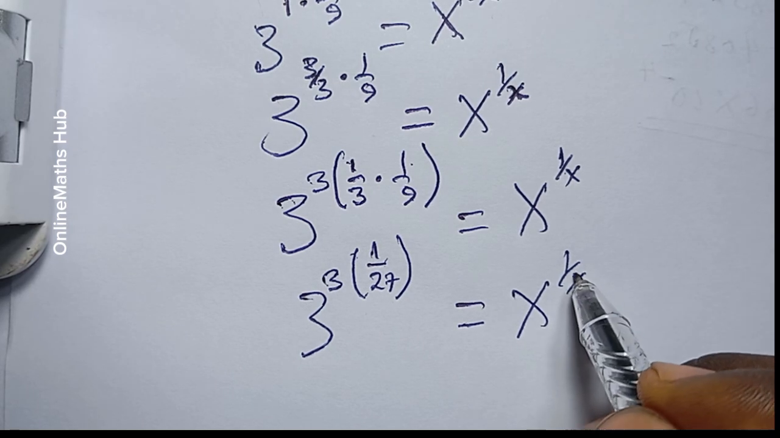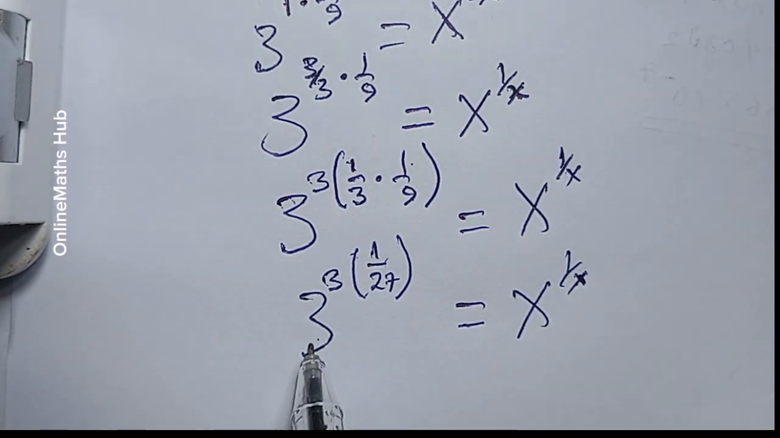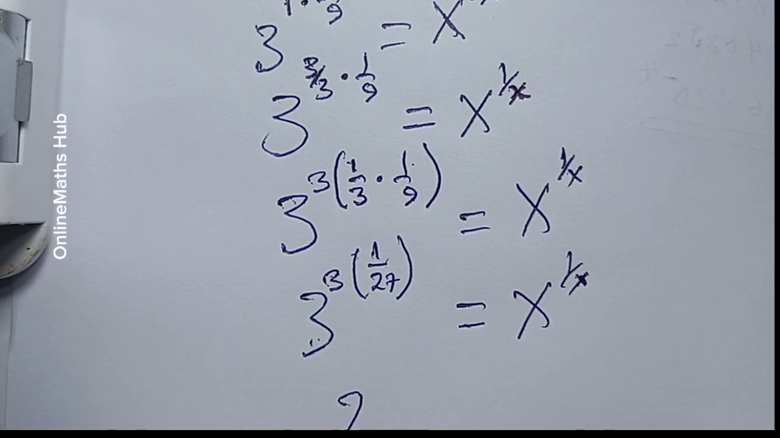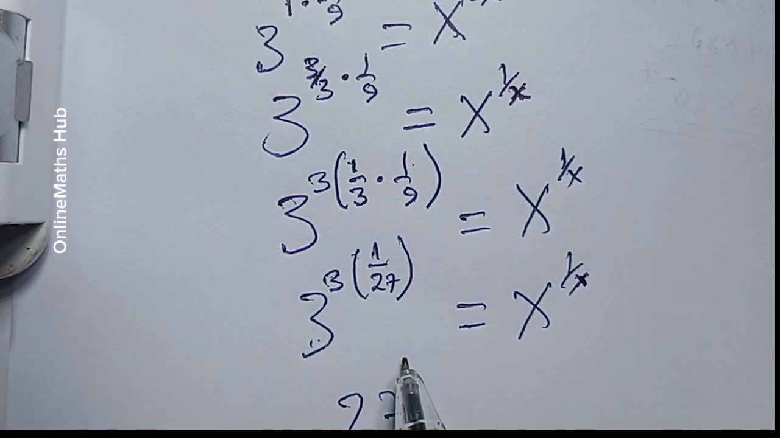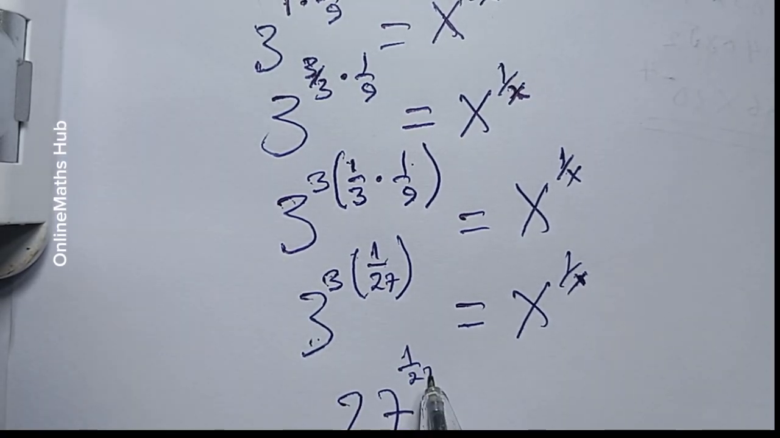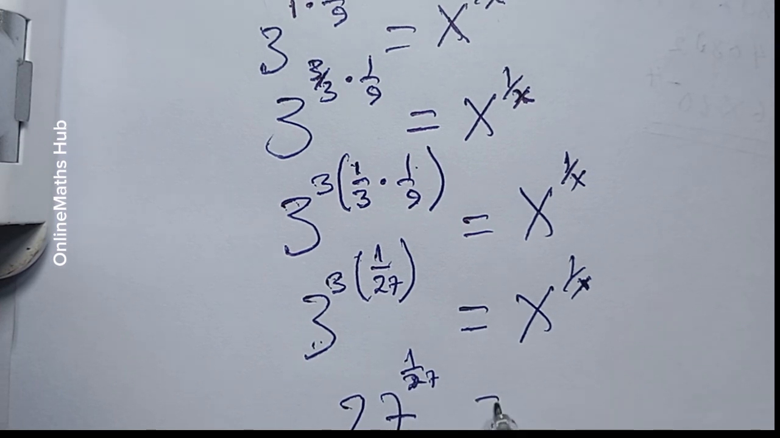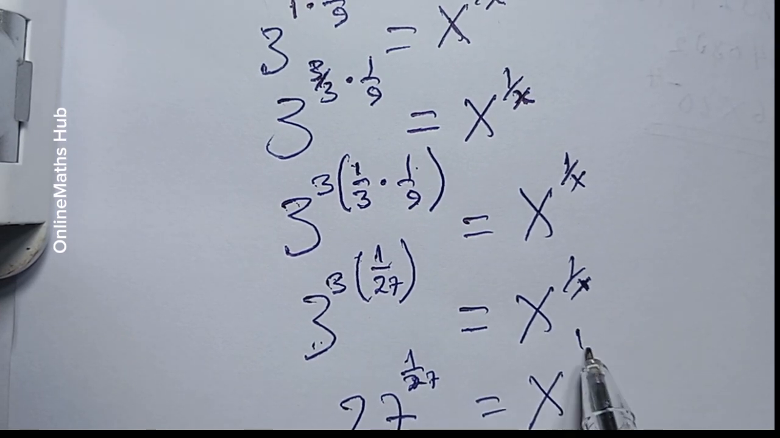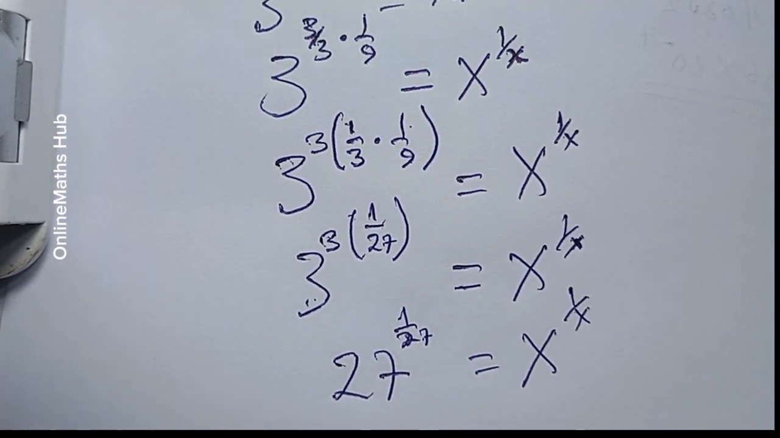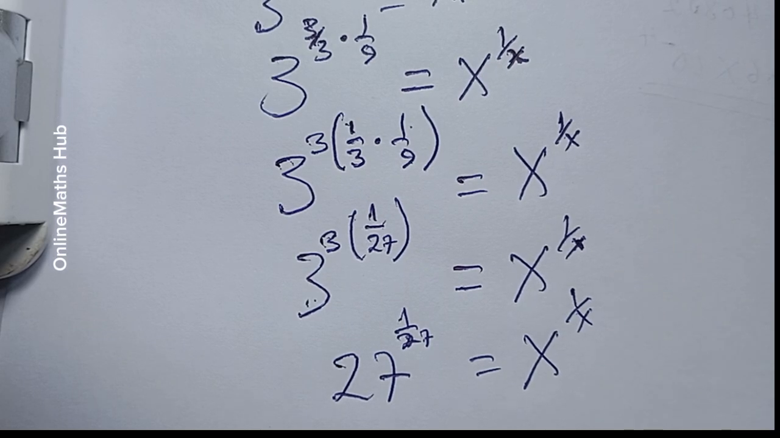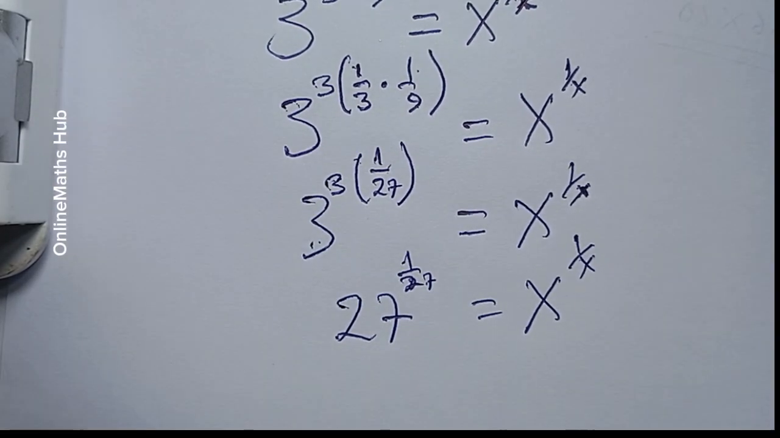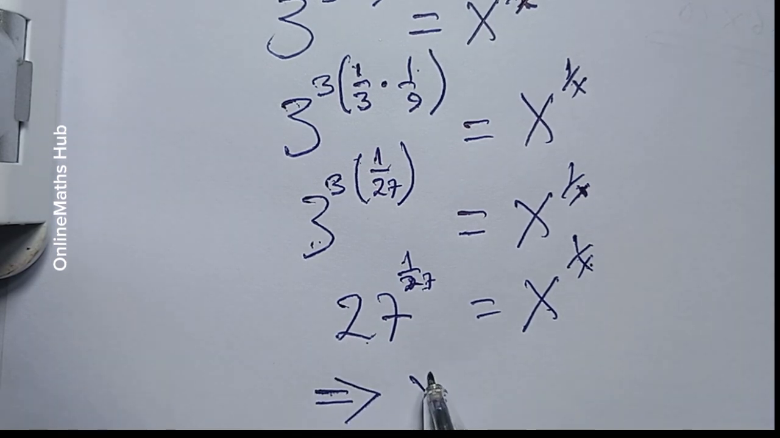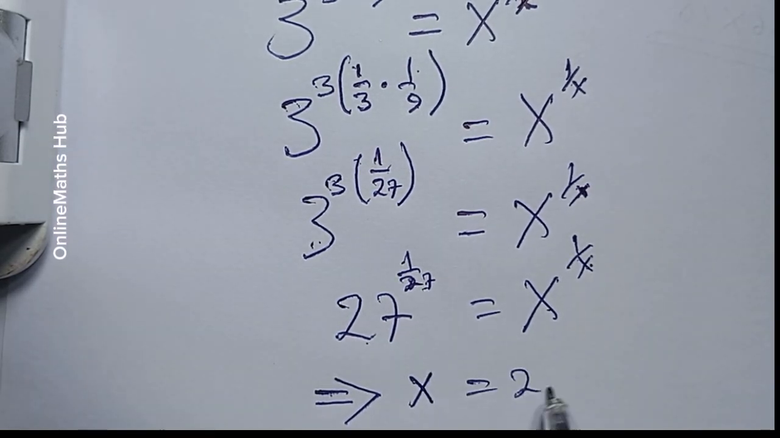So I'm going to be having that 3 power 3 is equal to 27, and then power 1 over 27, and this is equal to x power 1 over x. You can see clearly here that the two sides of the equation are now having the same pattern, so obviously we can conclude that x is equal to 27.